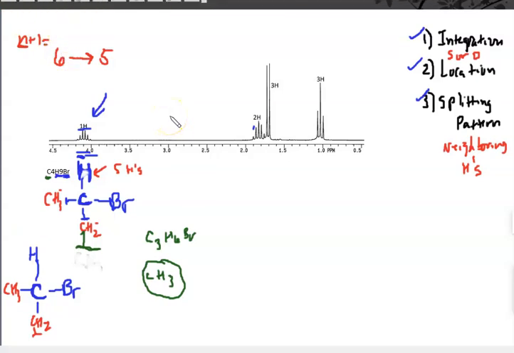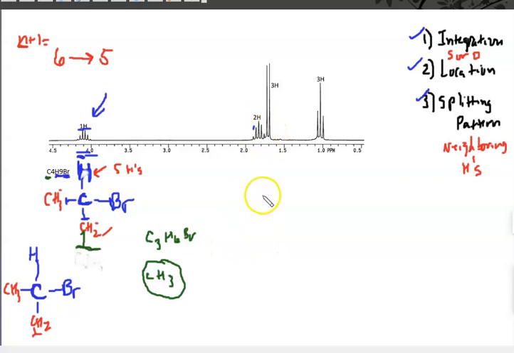Okay, so any questions on how I got this fragment? I will analyze all these just to kind of show you the process. But we pretty much have figured out the structure. But again, that doesn't always happen that way. Okay, let's go to the next one.